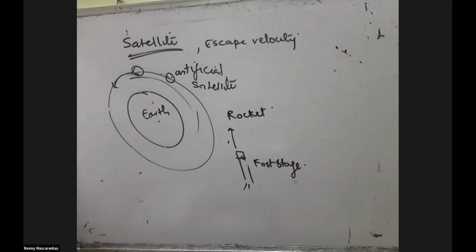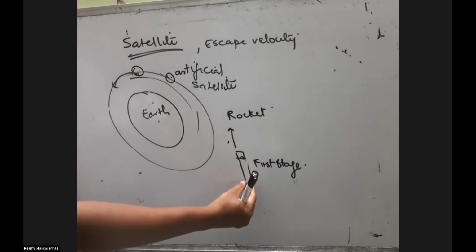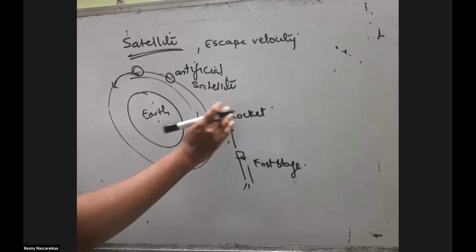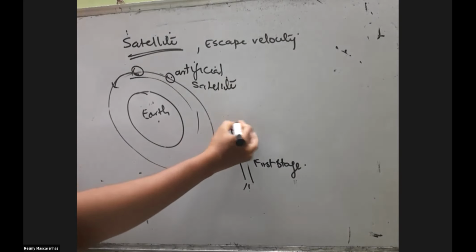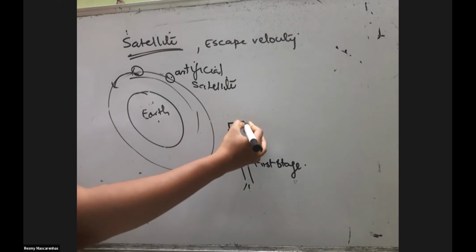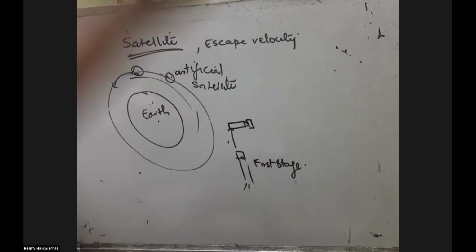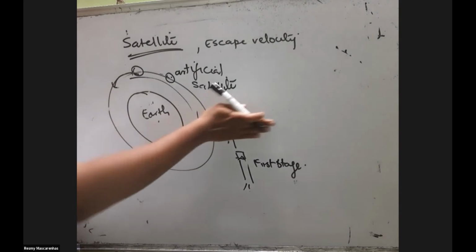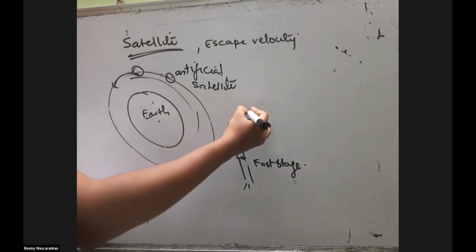Now after the first stage, what happens? If you have seen, our rocket will travel exactly vertically up. At a certain point, the rocket will change, and if this is the satellite, it would move exactly in the horizontal direction. So this is the second stage.